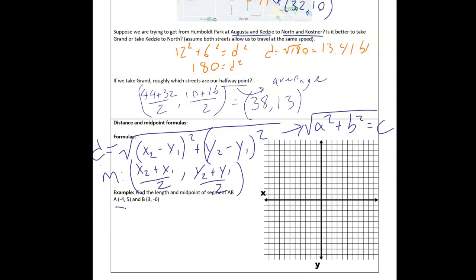And I'm going to start by plotting my points. So I have (-4, 5). And you guys know how to plot points. So A would be here. And then B would be (3, -6). So B would be down here.